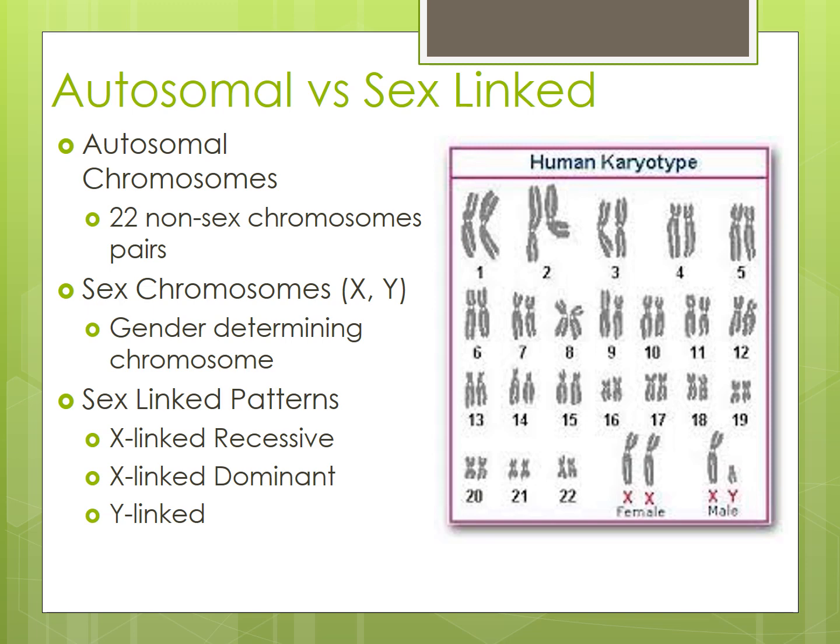So we'll look at these patterns. We'll look at X-linked recessive and X-linked dominant. We'll also look at Y-linked. And the X-linked, you should note and remember, is interesting because females have two X chromosomes, while a male only has one X chromosome. So this leads to interesting patterns that we'll observe in the upcoming slides.